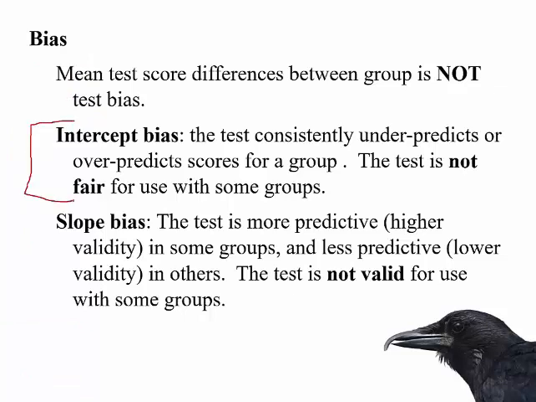Intercept bias would be the situation where if I gave the GRE to two different groups, and for one group the GRE overpredicted their grades, their performance in graduate school, and for the other group the GRE underpredicted how well they would do. That would be intercept bias. Slope bias would be if I gave the GRE to two different groups, and for one group the GRE was fairly accurate in predicting their grades, and for the other group it was not very accurate. That would be a difference in validity between the two groups, and that would be slope bias.